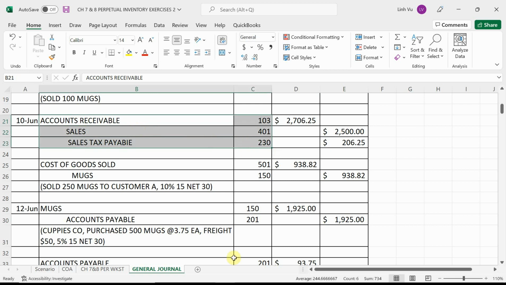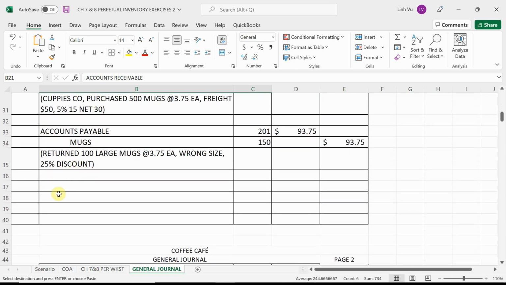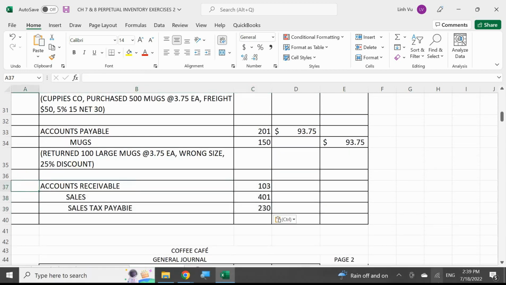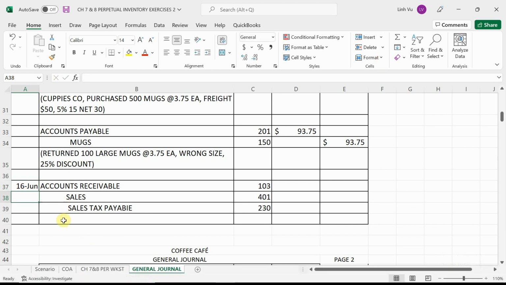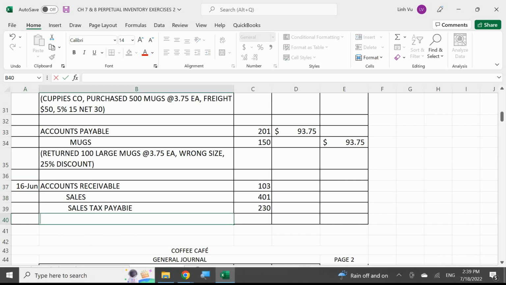And we're going to have to put a note here because we're splitting the transaction on the different journal pages here, right? So there's that one on June 16. Again, June 16. All right, and we're going to say that we sold 600 mugs. And we gave them a 10% discount if they pay within 10 days. If not, it's due in 30.